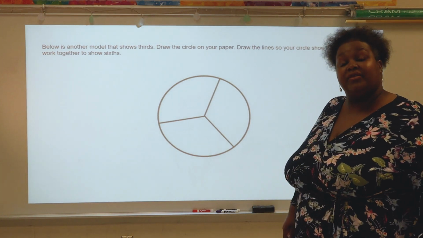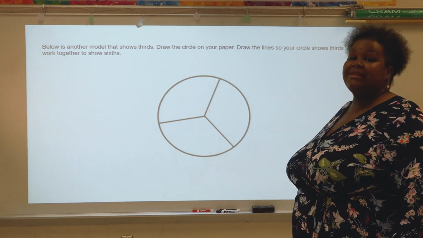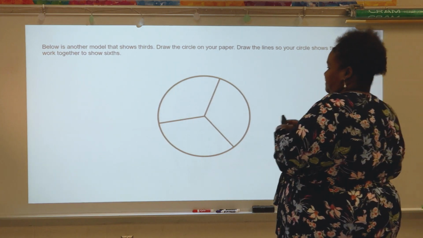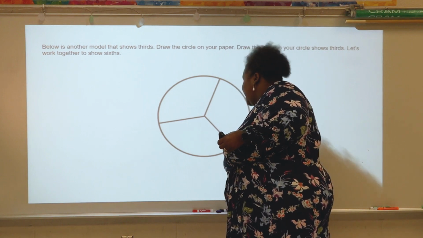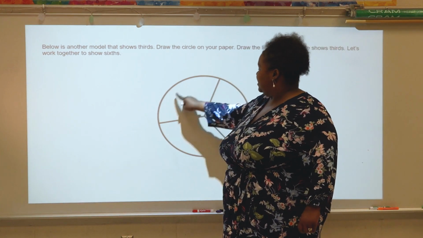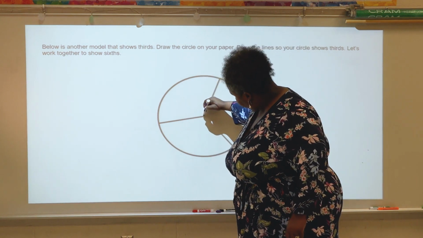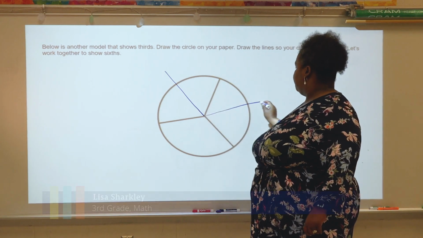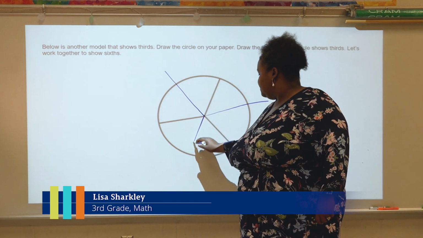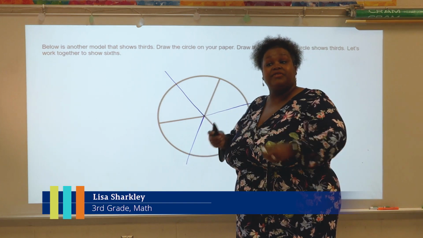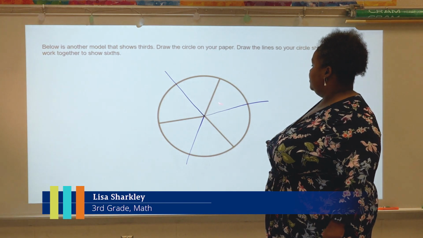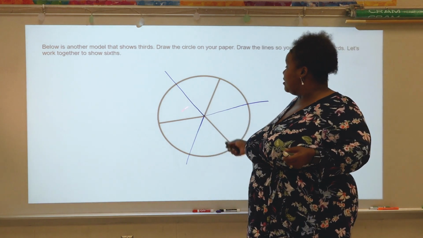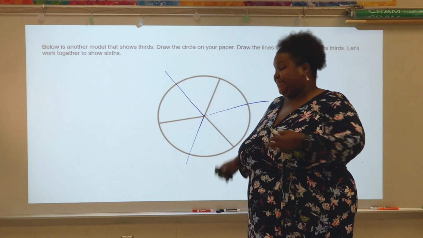Now, let's work together to make our thirds into sixes. I think I can cut this in half. I'm going to start from here and go out. If I do the same thing here and the same thing here. And I'm going to check and see, do I have it into sixths now? 1, 2, 3, 4, 5, 6. Yes, I made my thirds area model into sixes.